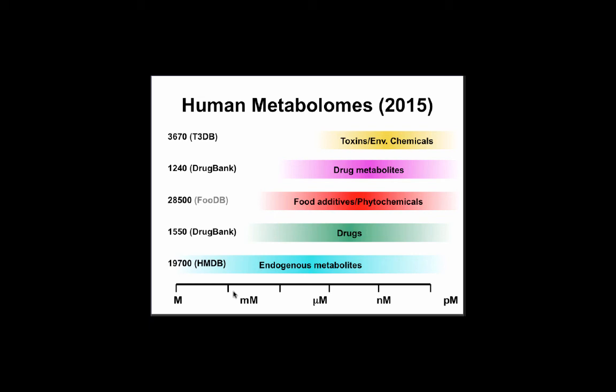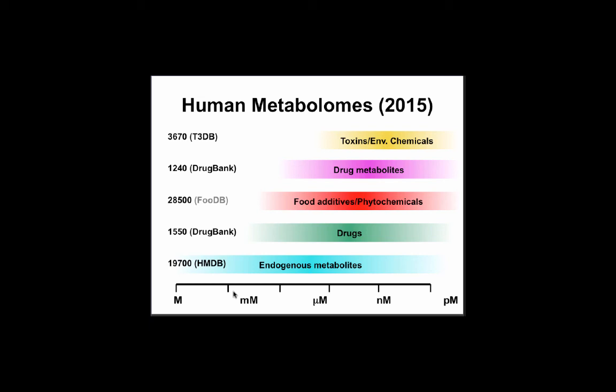Foods, we eat lots of different foods, a lot of plant foods. About 80 to 90% of our calories come from plant foods. And there's lots of different metabolites and phytochemicals and additives in those. Again, the concentration is typically found for drugs.